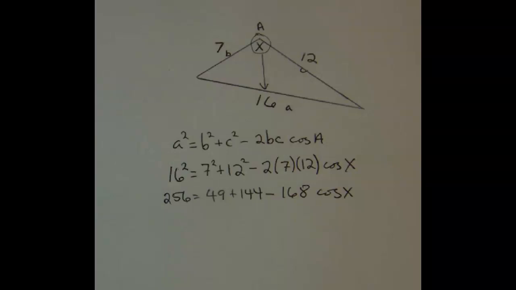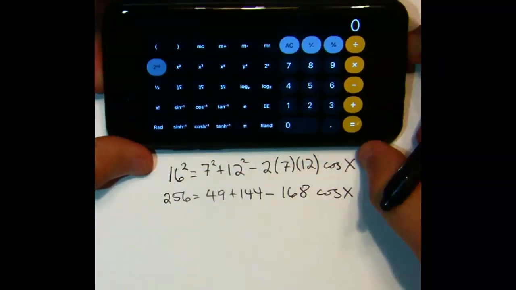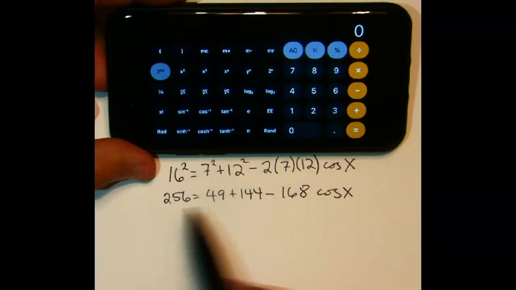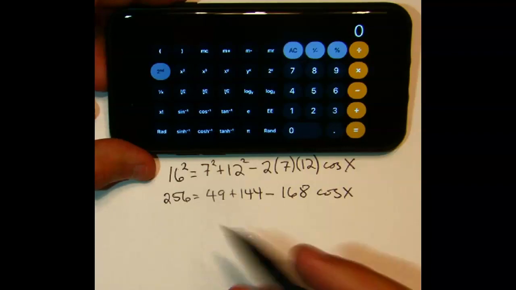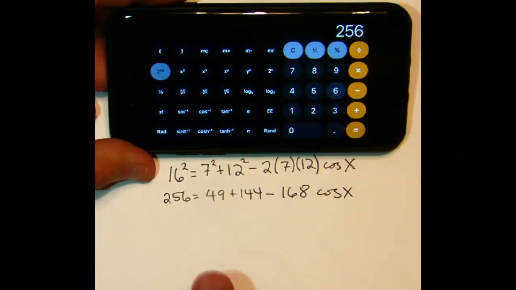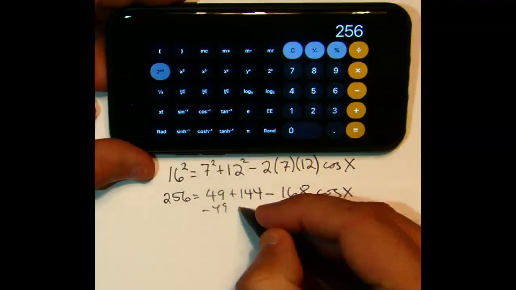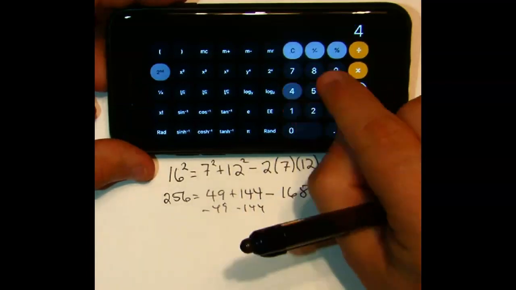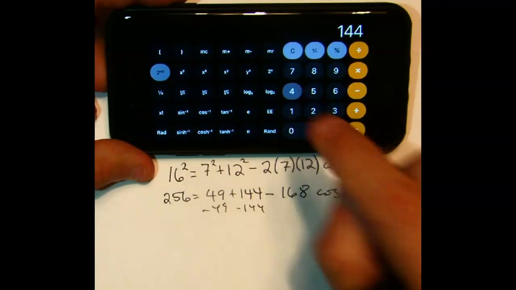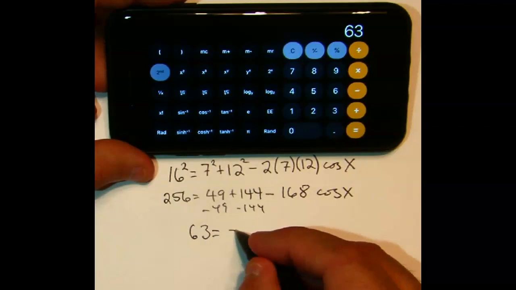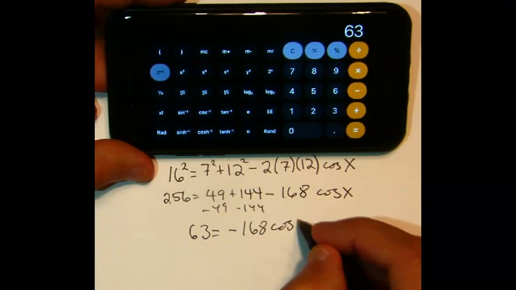Now here's where the tricky part comes in. Everybody take your calculator, because we want to make sure we get this correct. You need to bring the 49 and 144 over to the left side. You could add these two up first, but that's just an extra step. So what I would do is take 256, put it in your calculator, and then subtract 49 and subtract 144. That's going to give you 63 on the left, equals negative 168 cosine x.